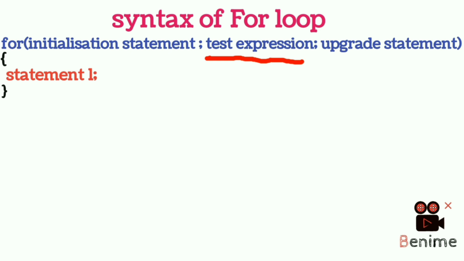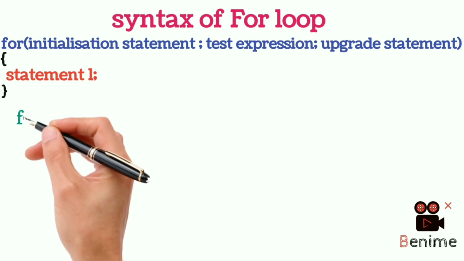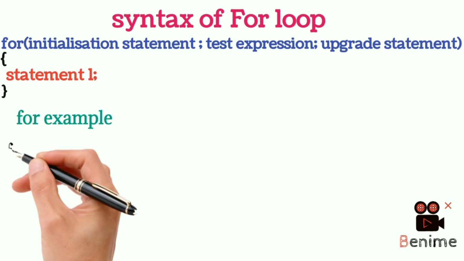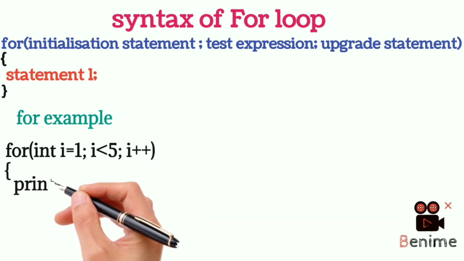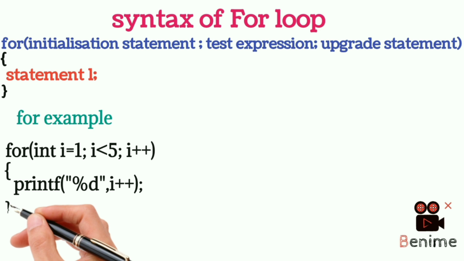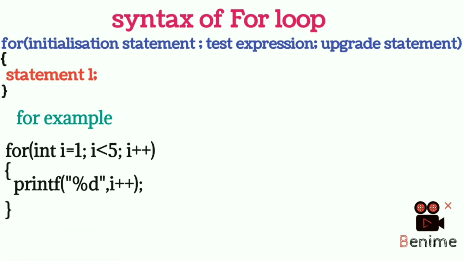For example, for (i = 1; i < 5; i++). In the body of for, printf("%d", i++).